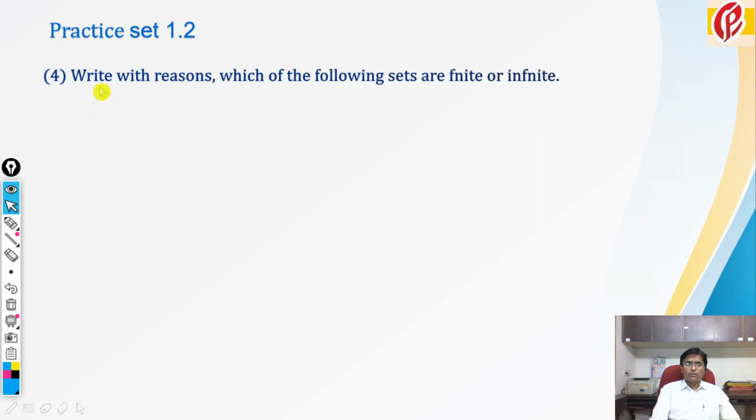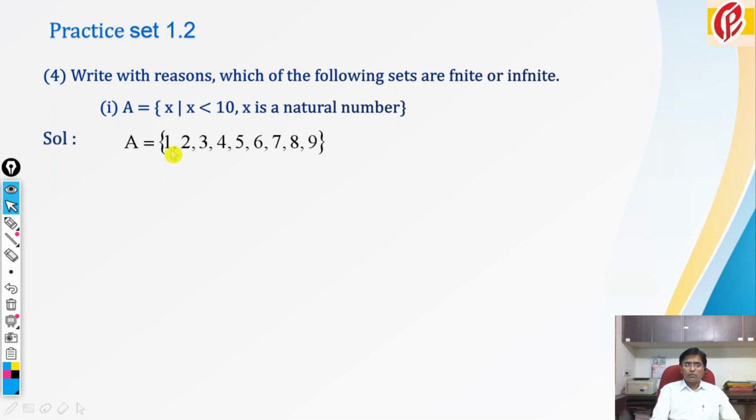Question number 4. Write with reasons which of the following sets are finite or infinite sets. The first is A is equal to {x such that x is less than 10, x is a natural number}. Now you will have to write the natural numbers which are less than 10. So which are the natural numbers less than 10? 1, 2, 3, 4, 5, 6, 7, 8, 9. So A is equal to {1, 2, 3, 4, 5, 6, 7, 8, 9}. So these are limited elements and countable.